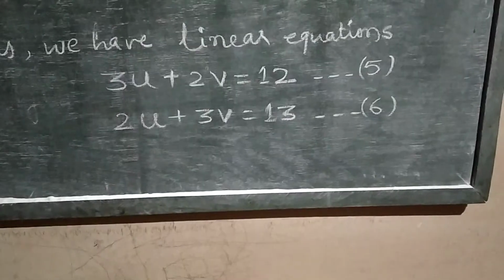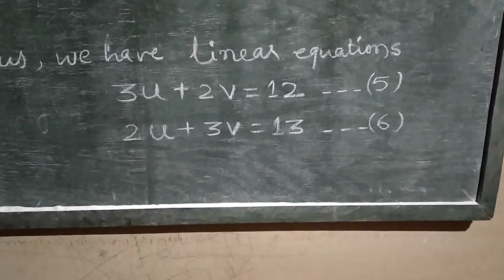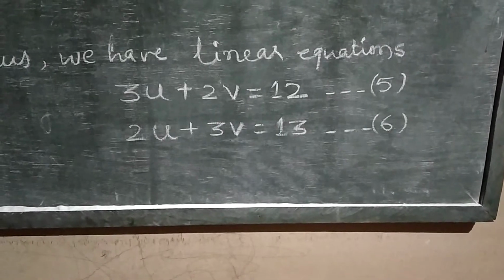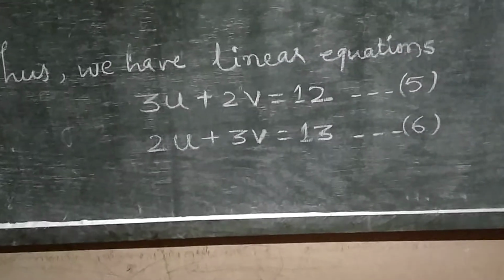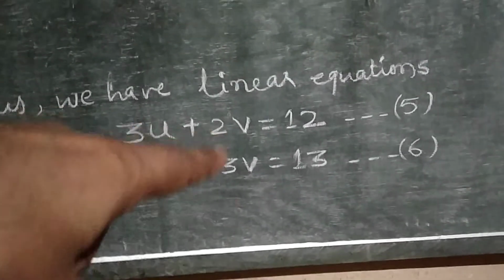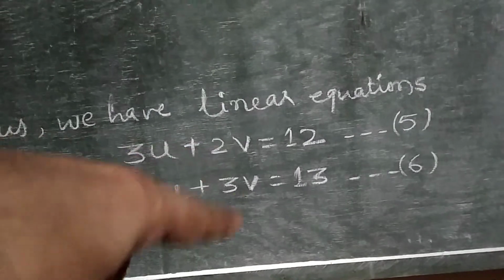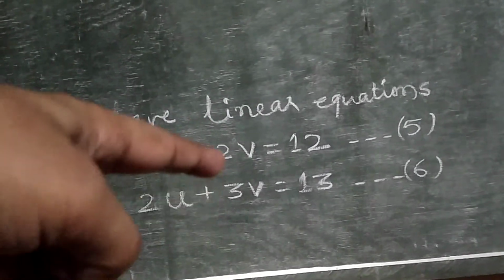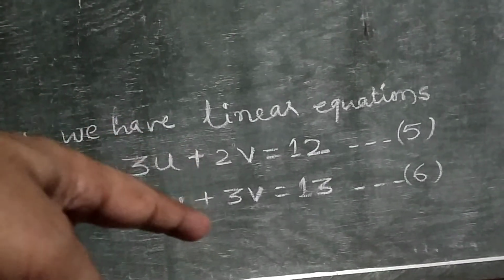To solve this pair of linear equations, I am using the elimination method, and first I will eliminate the variable v. To eliminate variable v, what will we do? We will multiply equation 5 by 3 and equation 6 by 2. Then the coefficient of v will become the same, and since both the signs are the same, we will subtract them.